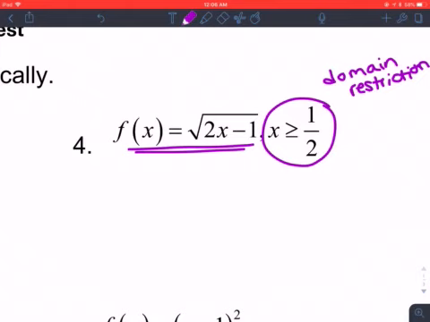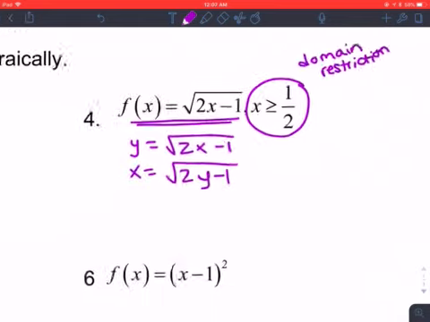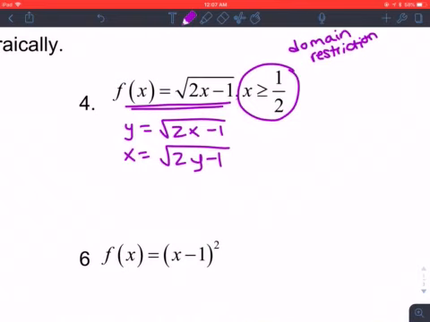Alright, so we're going to do the same thing. Rewrite this as y. Then we're going to switch x and y, and then we solve for y. So we're doing backwards PEMDAS to solve for y. Anytime you're isolating a variable, you can do backwards PEMDAS. We would get rid of any addition and subtraction. See the subtraction right here?